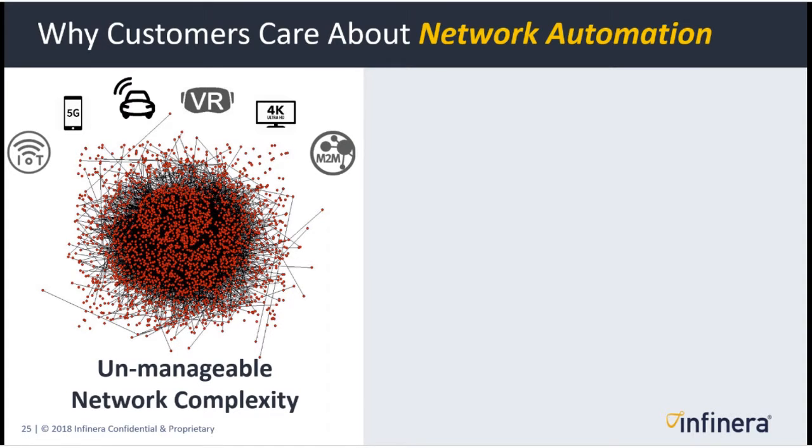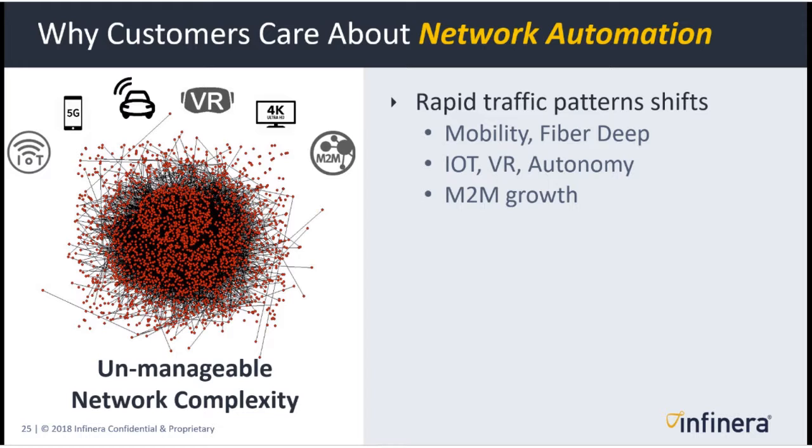We see rapid pattern shifts driven by device and user mobility, the move to fiber deep changing the face of next-generation cable, and powering the 4G to 5G evolution. We have the Internet of Things, which is where billions of machines talk to each other into the cloud. We have virtual reality and device autonomy. In particular, the volume of machine-to-machine traffic has already begun to dwarf user-to-network traffic volumes.